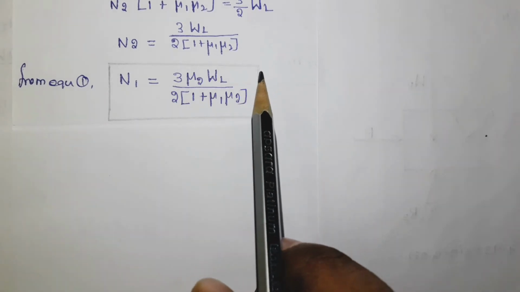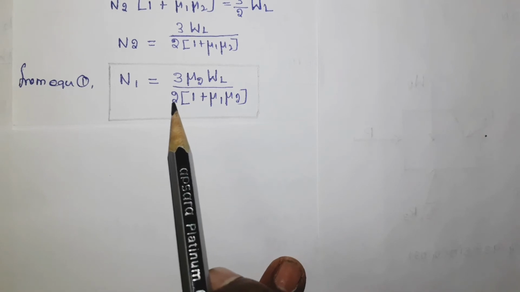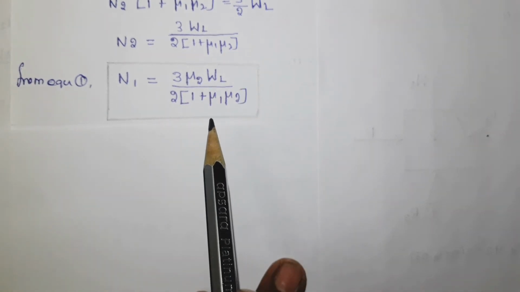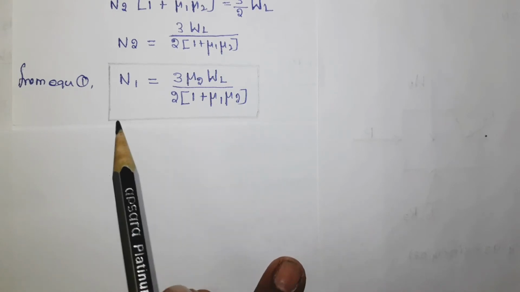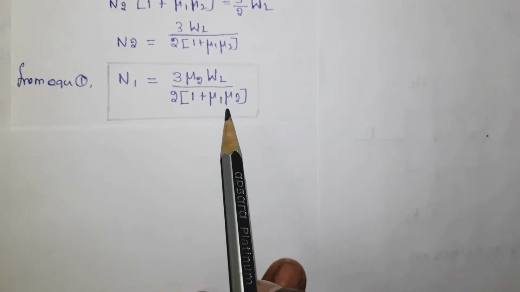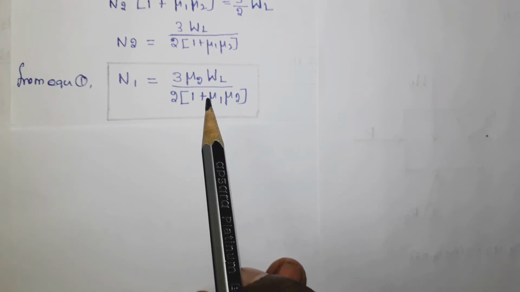So this is the general equation for finding the value of N1. My advice will be just to go for this general equation. Though you know the value of mu1 and mu2, first form the general equation, so that it can be applied to any value of mu1 and mu2.